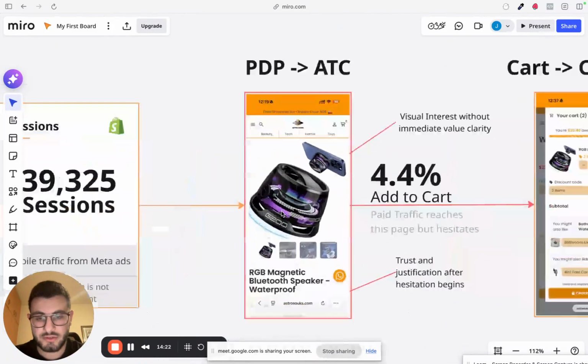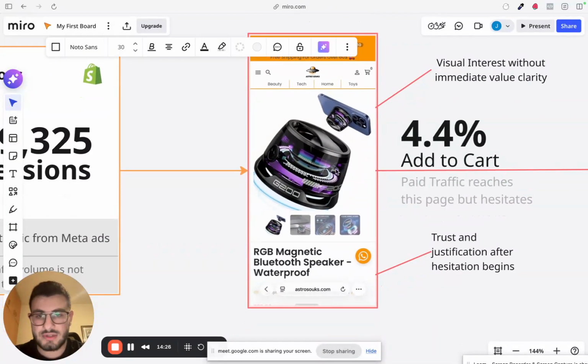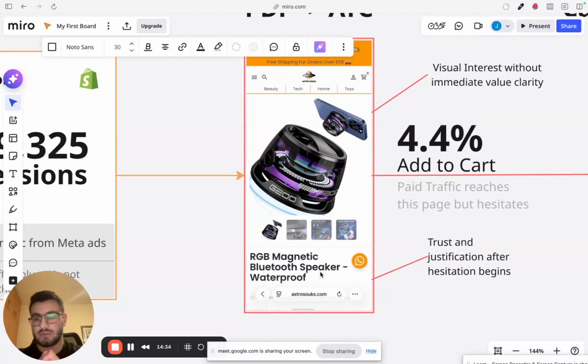Yes, look at this. This is one of the examples. So here it's very drop shippy. They have just the name of the product, RGB magnetic Bluetooth speaker. There's no value. There's no reason for them to buy. There's no aha.